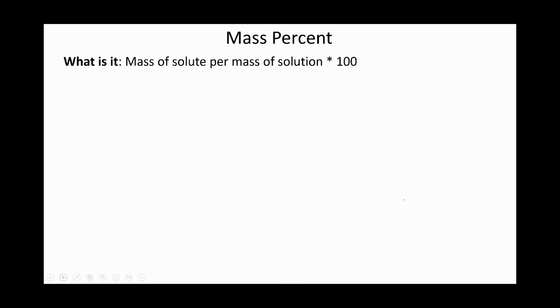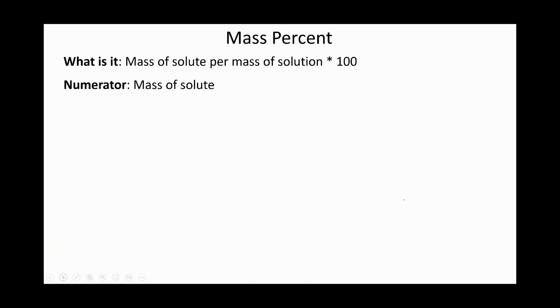And what mass percent is, it's just a measure of the mass of your solute per mass of solution. So how much of that solution is composed of your solute, multiplying it by 100 to get you to a percentage. And all percentage really means is percent, where per is per, and cent is centennial. So that's how you get 100 here.